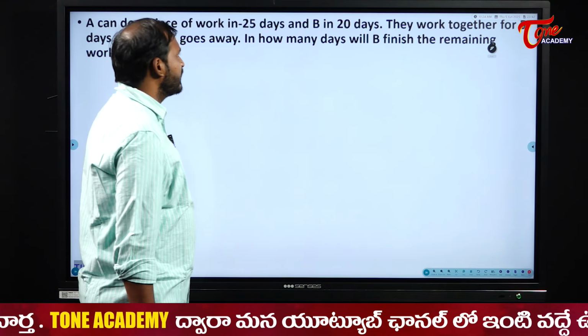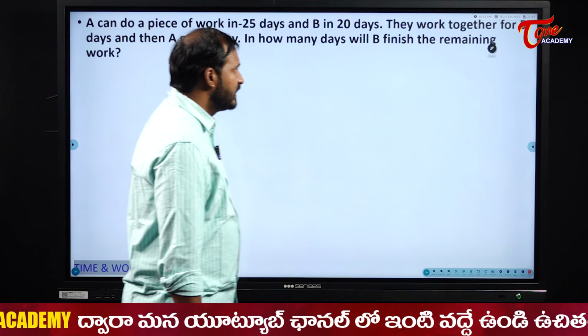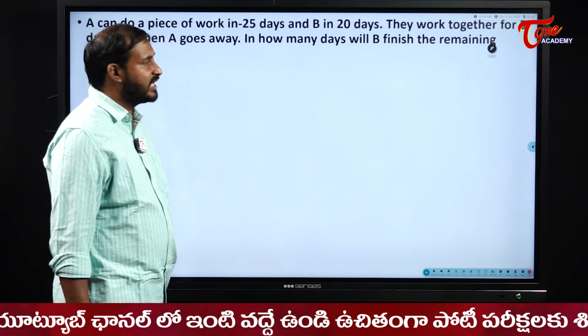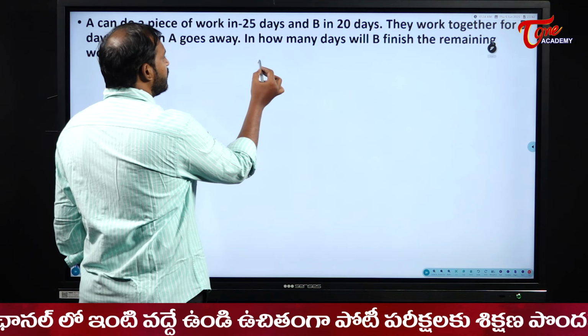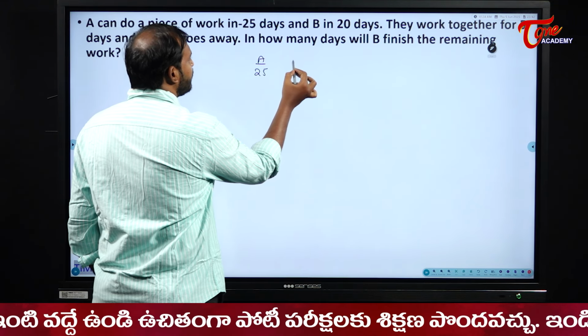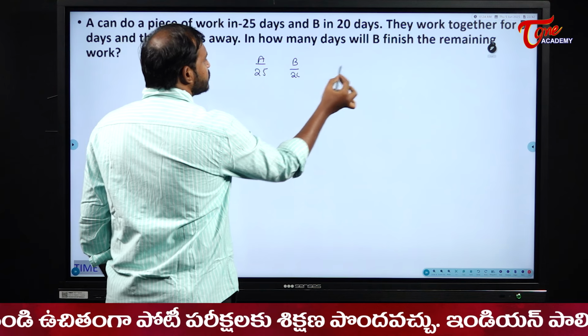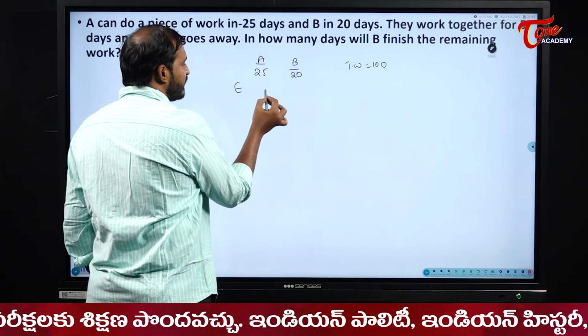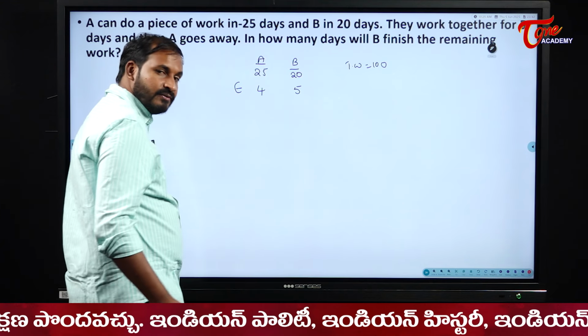A can do a piece of work in 25 days and B in 20 days. They work together for 5 days and then A goes away. In how many days B finishes the remaining work? Simple. Pause the video and try to solve it, students. So my total work here will become 100 and efficiency of A becomes 4, efficiency of B becomes 5.